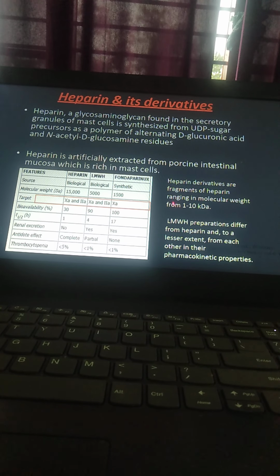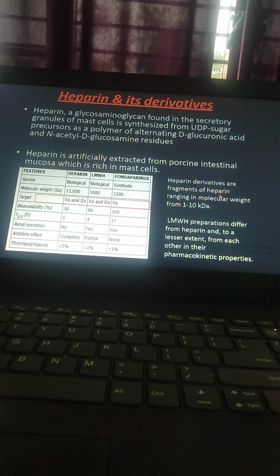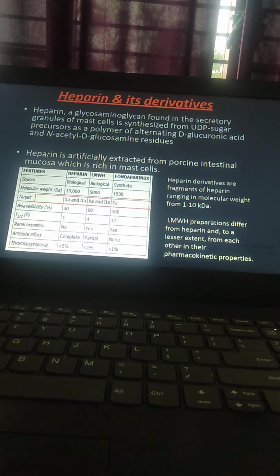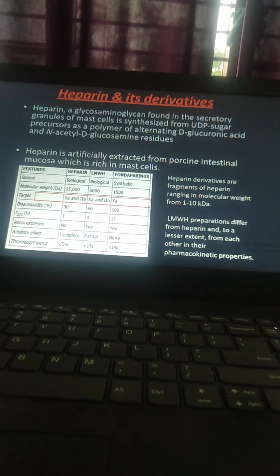So low molecular weight heparins are fragments of heparin, ranging in molecular weight from 1 to 10 kilodaltons. Low molecular weight preparations differ from heparin, and to a lesser extent from each other, in their pharmacokinetic properties. So you have to remember this comparatively. What are the kinetic parameters? You have to remember these things.